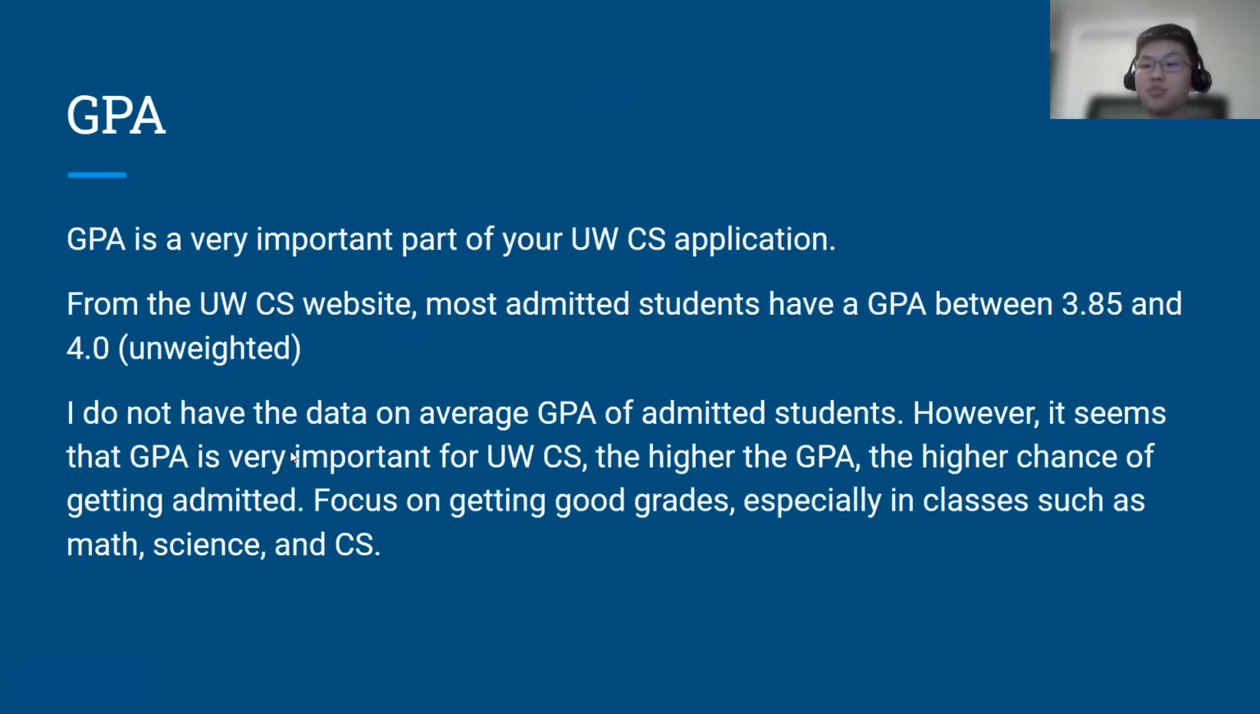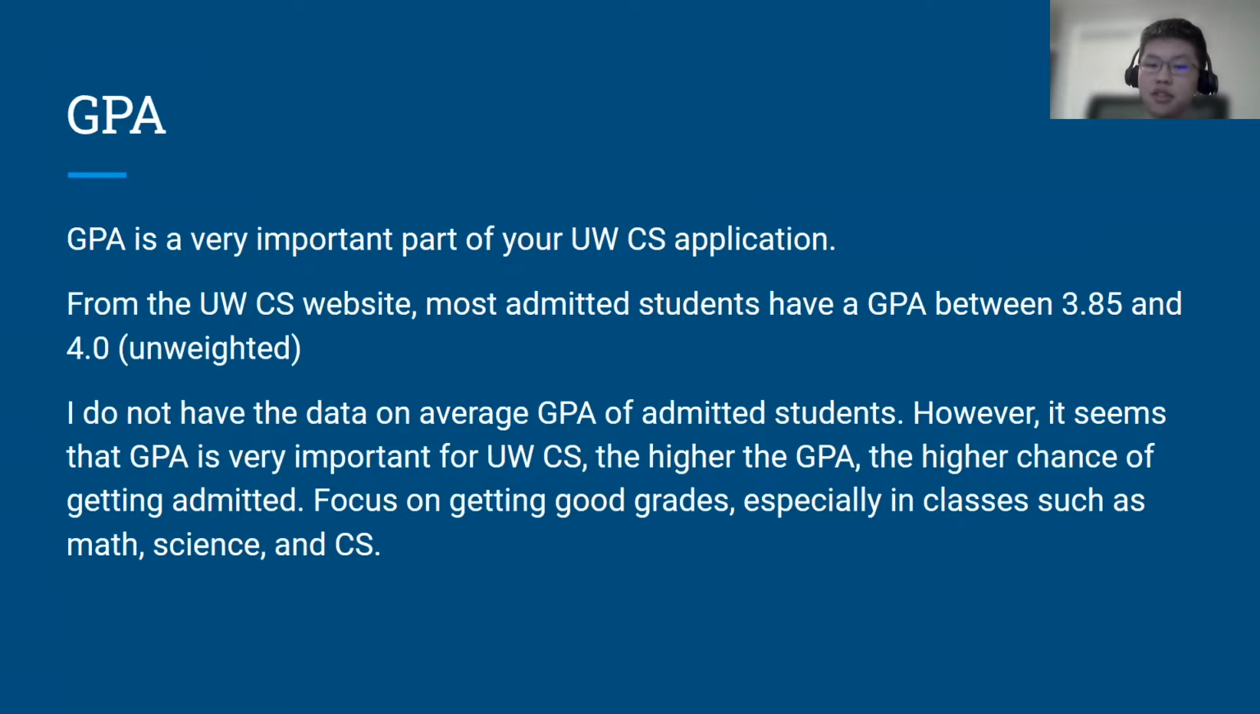Let's start with GPA. I know a lot of people like to talk about GPA a lot. And GPA is a very important part of the UWCS application. So I'm taking this directly from the UWCS website. What they said is most admitted students have a GPA between 3.85 and 4.0.